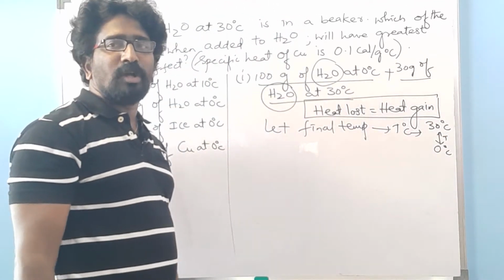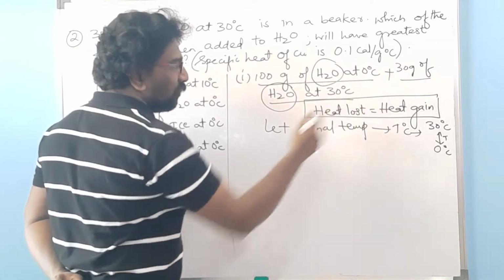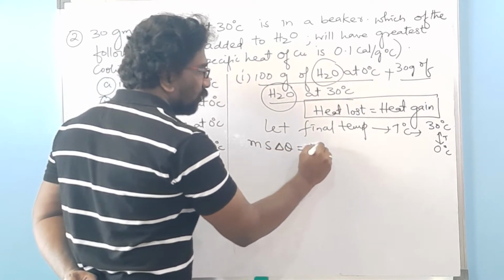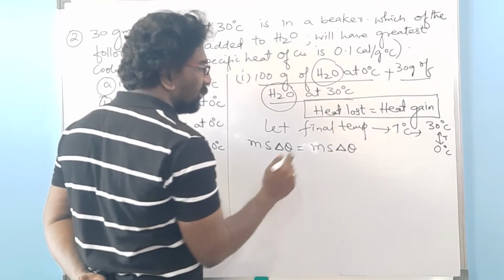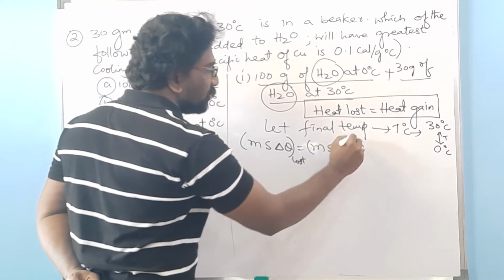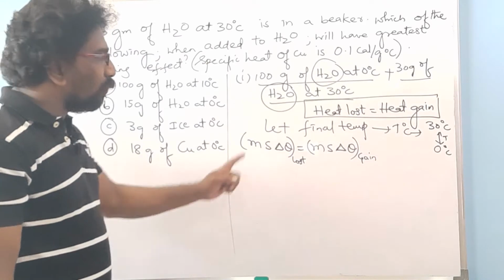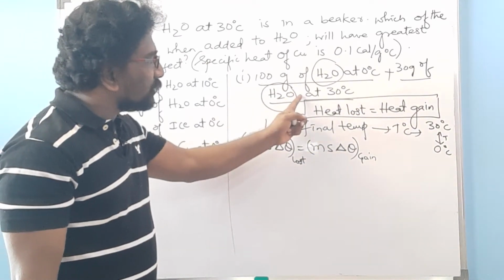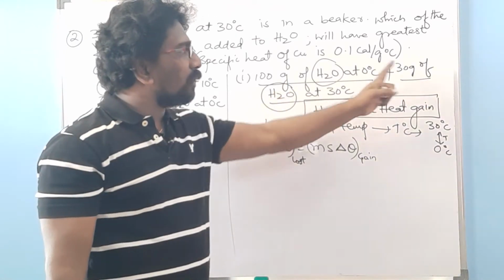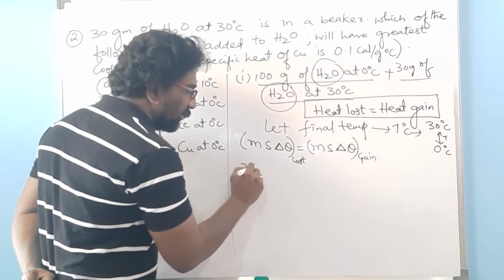So now we are trying to solve this problem. Let us see how. First, heat lost equals heat gain: m s delta theta equals, again, the same formula, m s delta theta. One is the heat energy lost by the substance and the other is the heat energy gained by the substance. So this is your formula. Which substance has lost? The water at 30 degrees Celsius has lost heat. The mass of this water is 30 grams, so m is equal to 30.